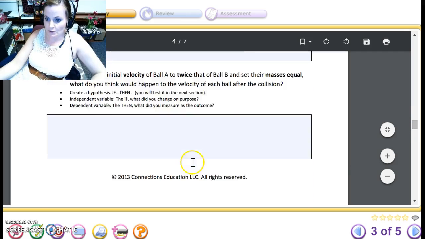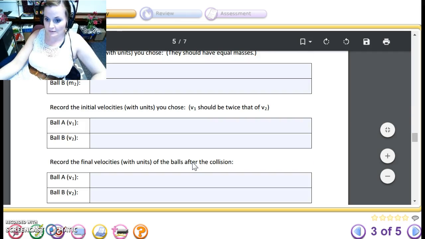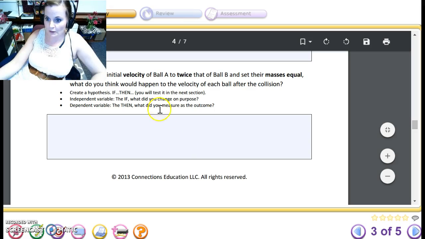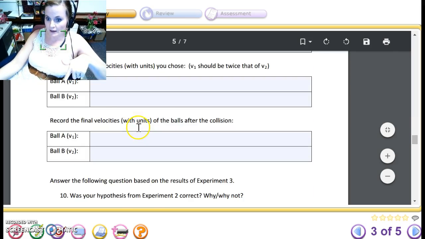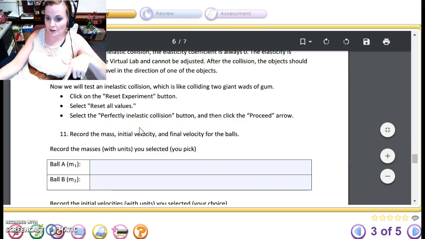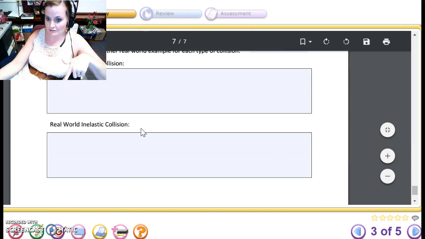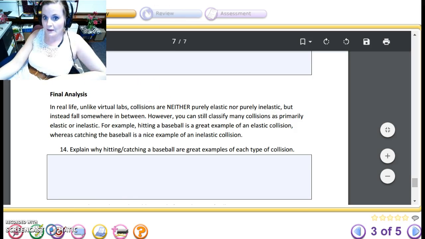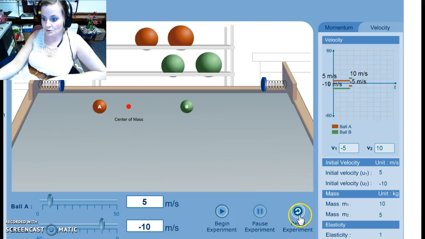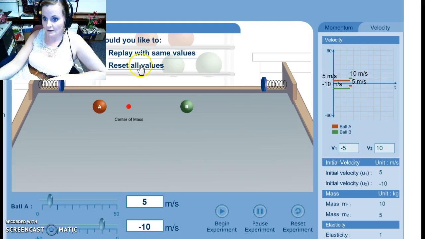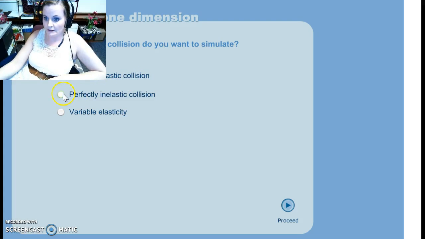Same thing for experiment number 3. Only this time you're going to be doing ball A has twice the velocity of ball B, but their masses are equal. And then for experiment 4, you're going to do an inelastic collision. Okay? And for that, remember, you're going to have to go back to the beginning and choose perfectly inelastic collision instead.